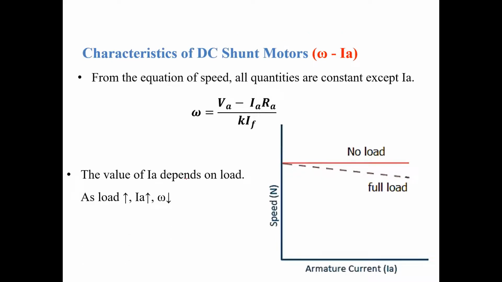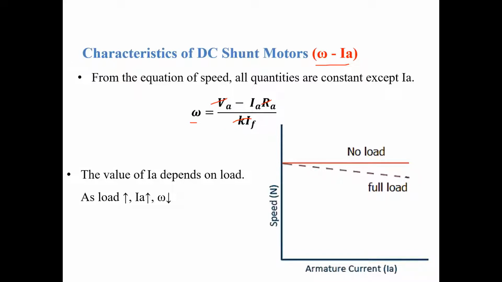Now let's come to the characteristics of the DC motor. First, let us see the speed versus armature current I_A. From the speed equation, speed equals (V_A minus I_A R_A) divided by K I_F. Here V_A is constant, K I_F is constant, and R_A is also constant. So this looks like a constant curve. As you can see, this is a constant curve.